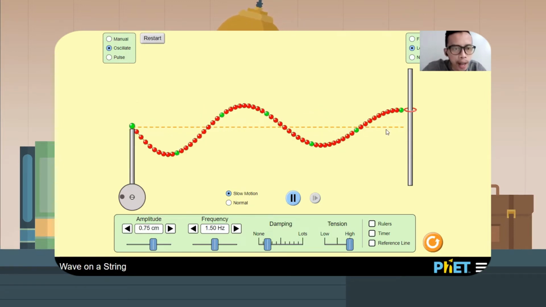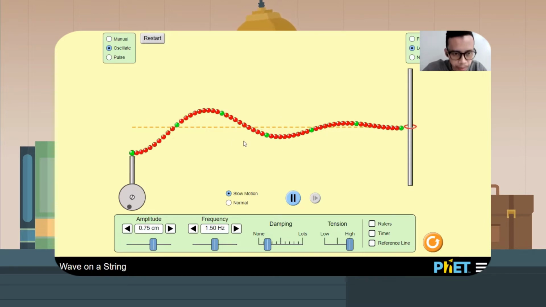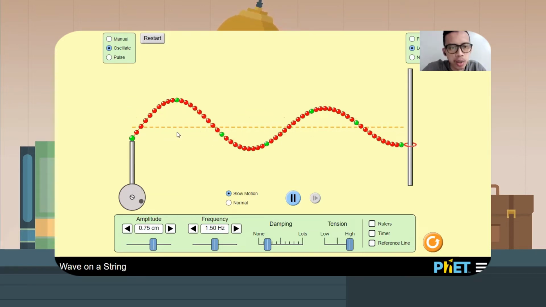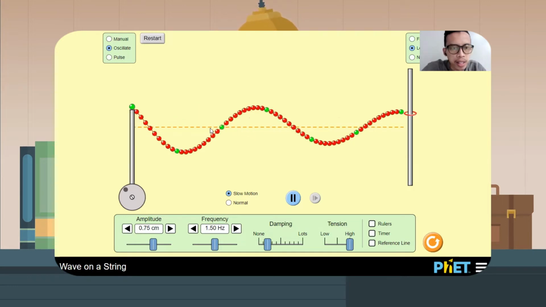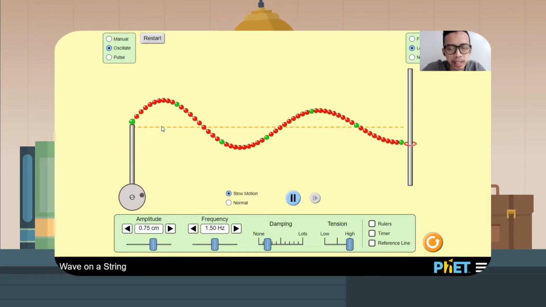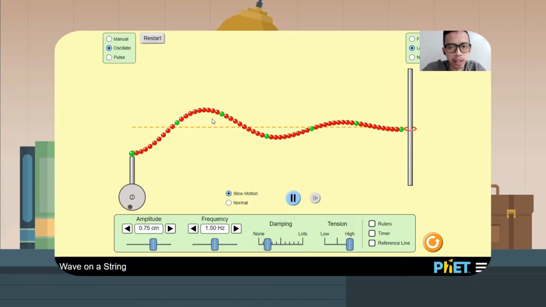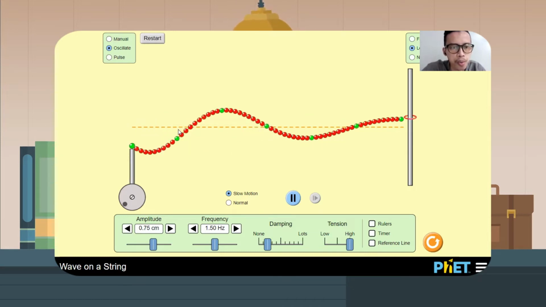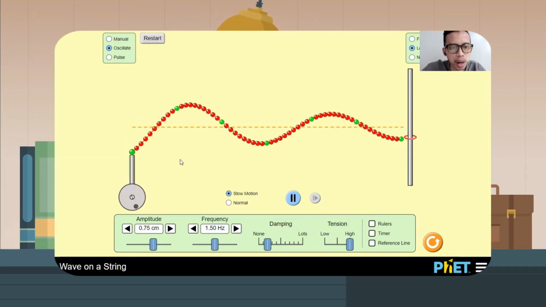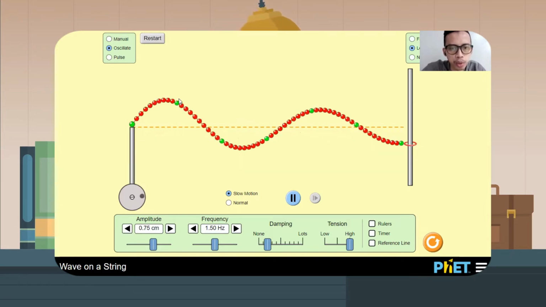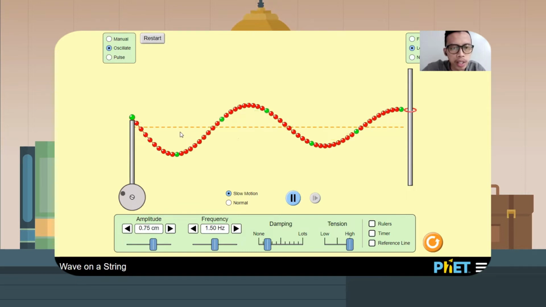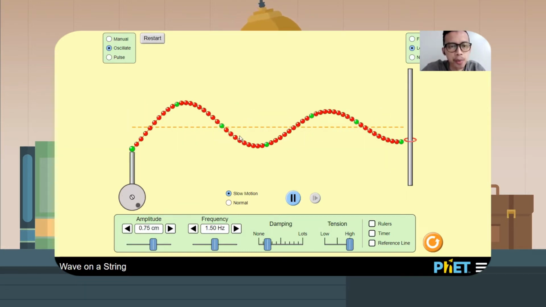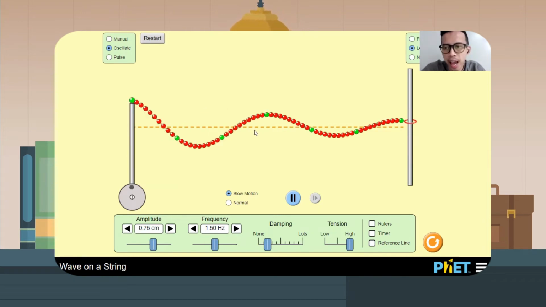Now the string is oscillating. You see that actually waves only transfer the energy, not the particles. You see these green balls only move upward and downward. They are not moving to the right. What is moving to the right is only the wave itself, which is transferring the energy.